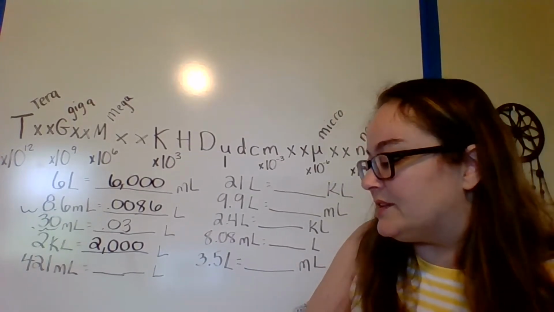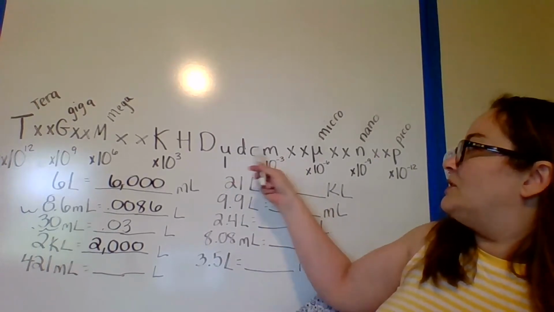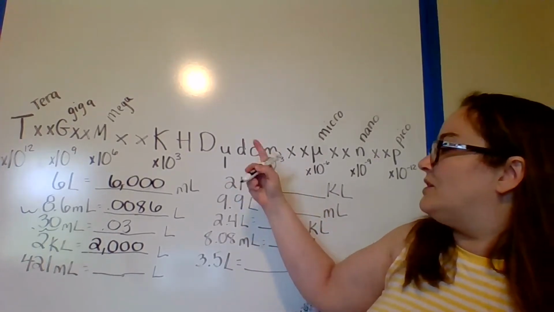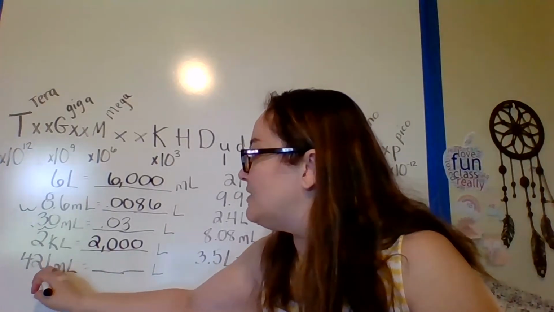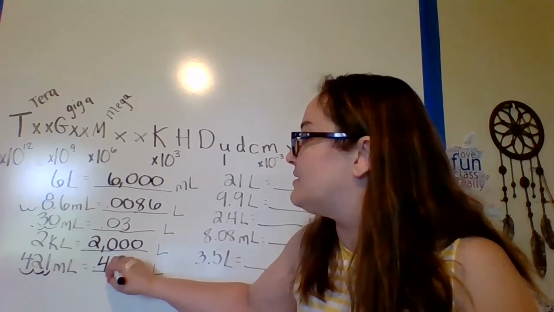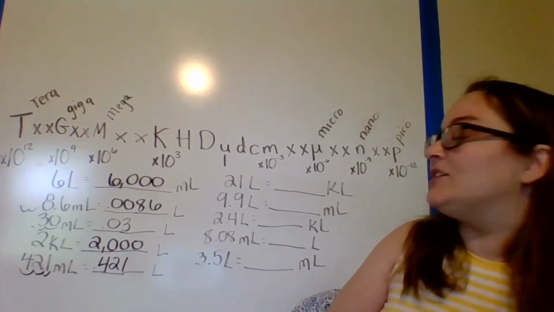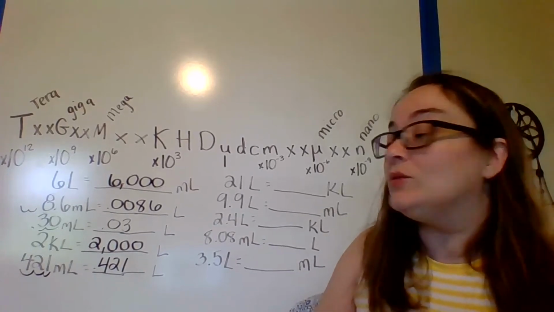421 milliliters is how many liters? So we're going to start on milli and end on unit. 1, 2, 3 to the left. So right now it's here. 1, 2, 3 to the left means that it just now is in front of the number instead of behind it. 0.421 liters.